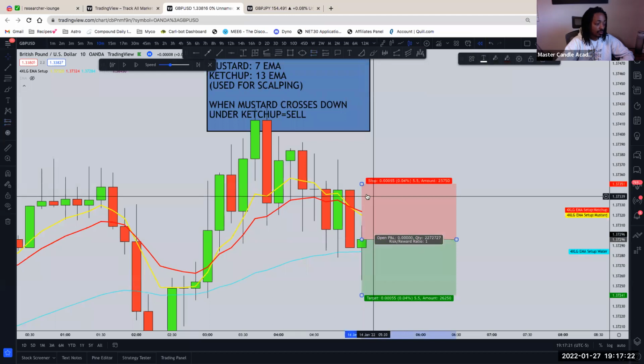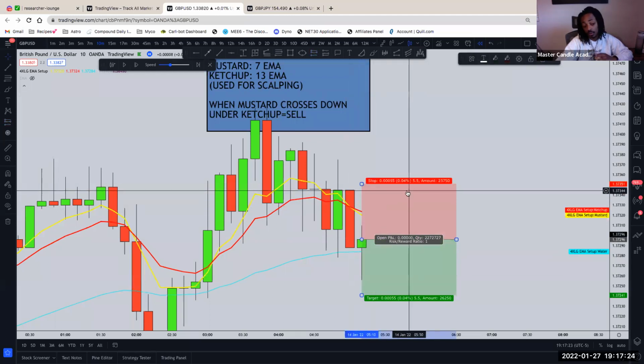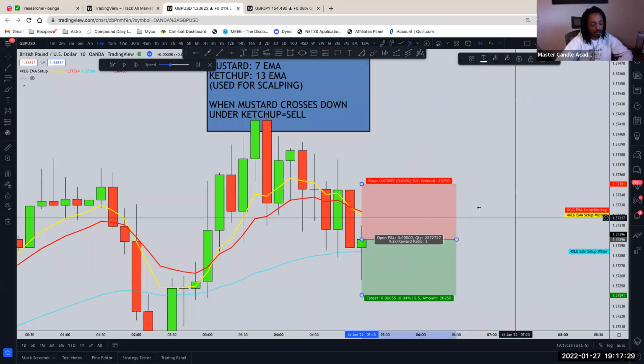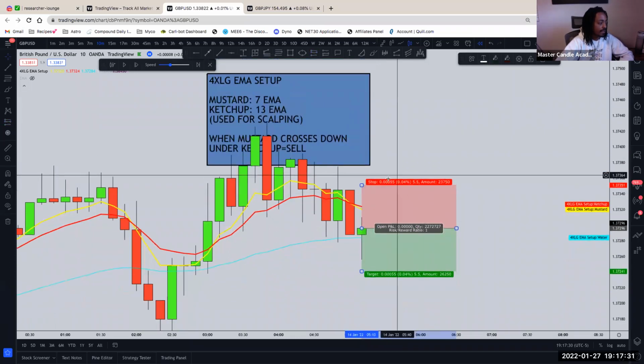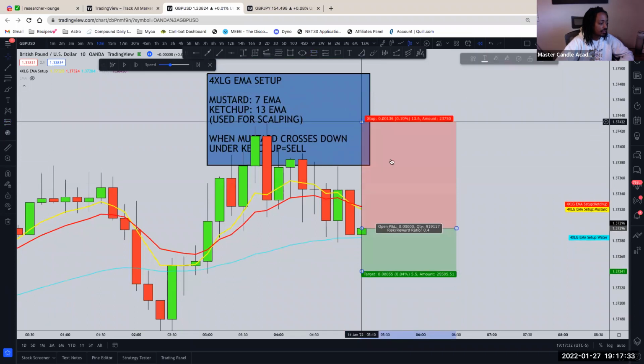I'm not worrying about where the candle is. If I see the cross, I'm going to enter, regardless of if it's bullish or bearish. And I'll show you why. Stop loss, previous market structure.